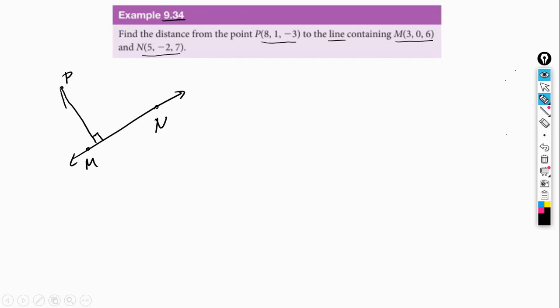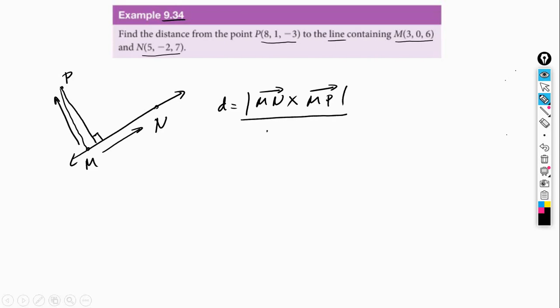And then we would also have this, and we said that through trigonometry, we know that the distance is going to equal the absolute value of the vector MN, in this case, this vector here, MN, times cross product vector MP, which is this vector over here that represents the distance between M and P, and this divided by the magnitude of vector MN.